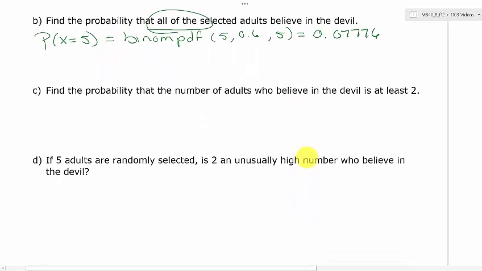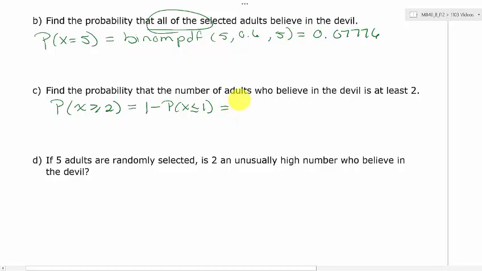Find the probability that the number of adults who believe in the devil is at least 2. So at least 2, but it could be more. So that would be x is greater than or equal to 2. Remember again that your calculator will only do less than, so we would need to convert this to the complement. So that's going to be 1 minus. The only thing that's not included in greater than or equal to 2 is 0 and 1. So it would be the probability that x is less than or equal to 1.